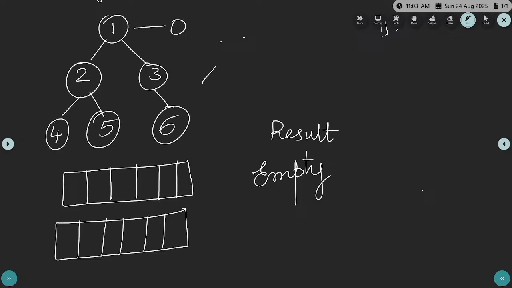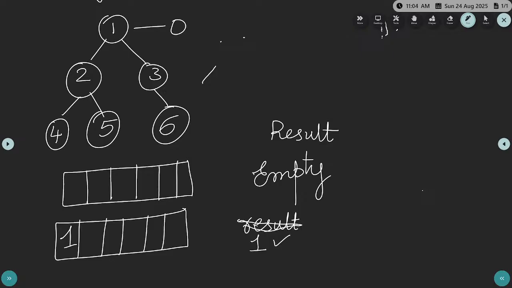What is the vertex I should add? 1, right? What is the result? Result here is, 1 is added into the Q. Okay, now there are no adjacent vertices. So what should I do? You are marking it as visited and you are deleting it from the Q.